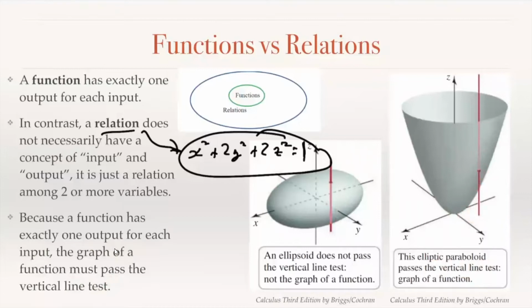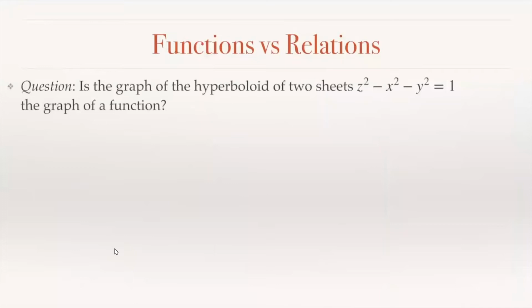And to be clear, functions are a special type of relation. Every function is a relation between the input and output. It's just that some relations, like this one, have multiple "outputs" for each input, or for some inputs. So for example, is the graph of the hyperboloid of two sheets, z squared minus x squared minus y squared equals 1, the graph of a function?